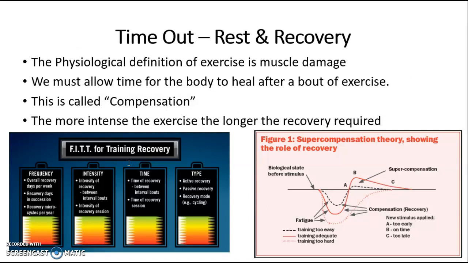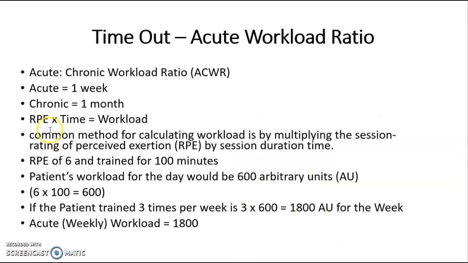So timeout. It's really important that we get this super compensation. This is exercise, effectively damage, and then we get this super compensation here, where we recover greater than the exercise. And we want to keep going up and up and up and not down and down and down, otherwise that's overtraining. We're going to cover things like acute chronic workload ratio. This is a really nice way to stop us overtraining.